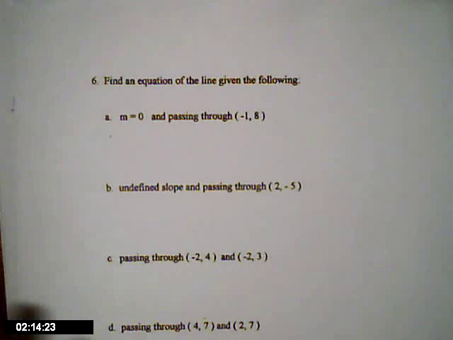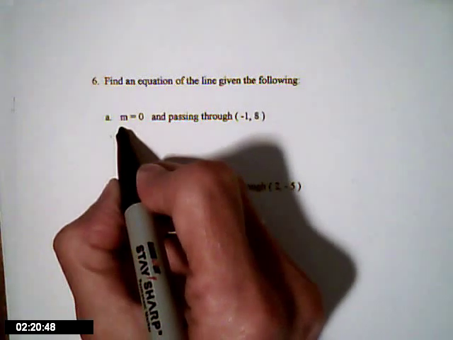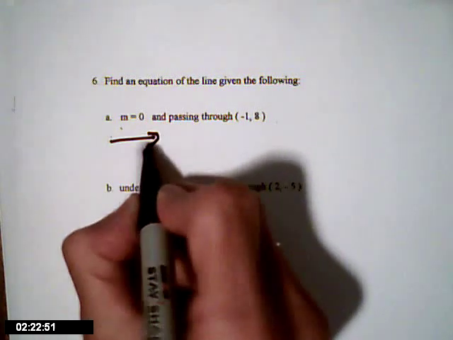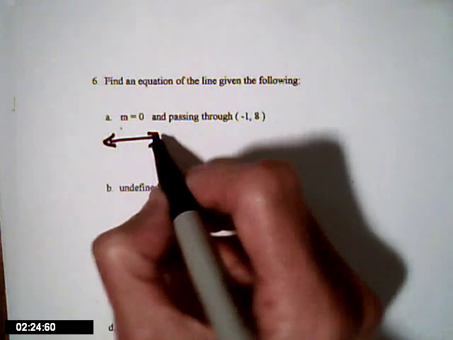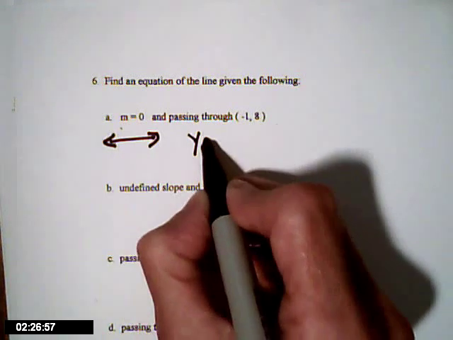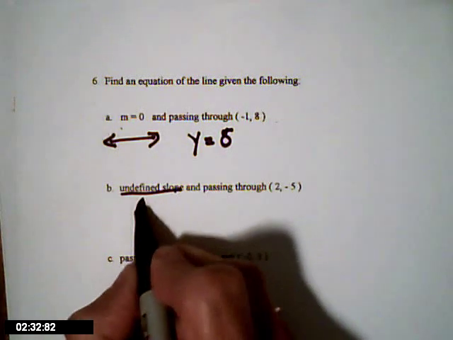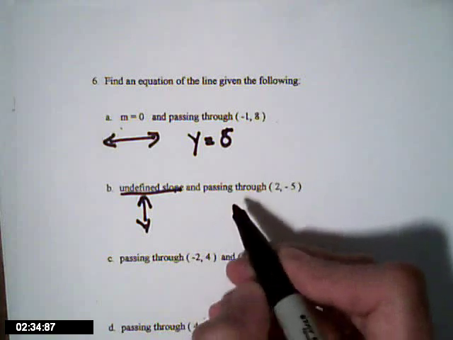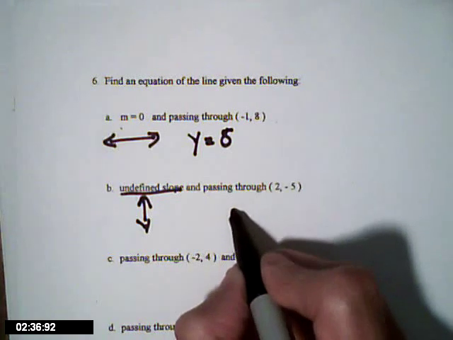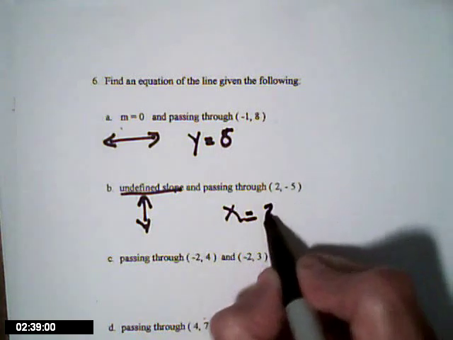Okay, just a few quick little problems we're going to run down as reminders. Write an equation of the line given the following information. If you have a zero slope, if you remember, you have a horizontal line that looks like an x, but it's going to be named after the other, so that will be y equals 8. B, an undefined slope. If you remember, that's a vertical line, and a vertical line looks like it should be y, but it's named x.